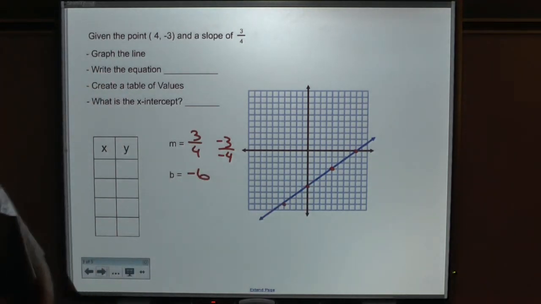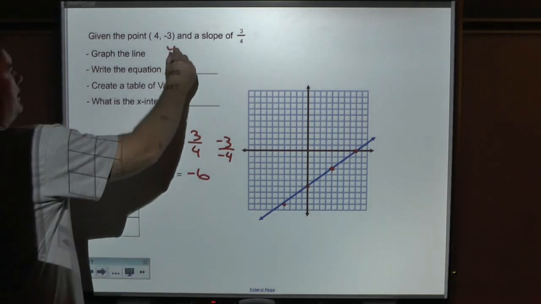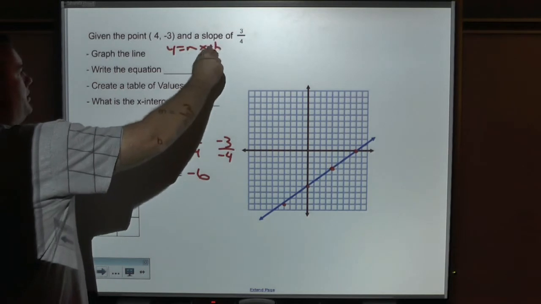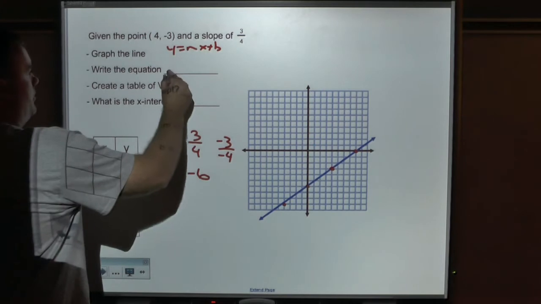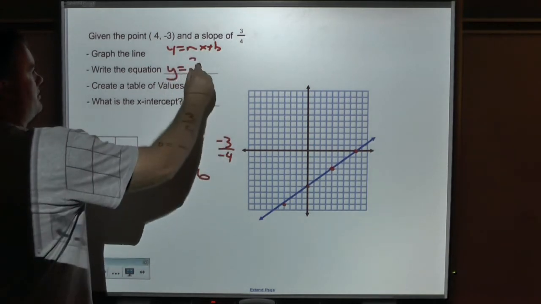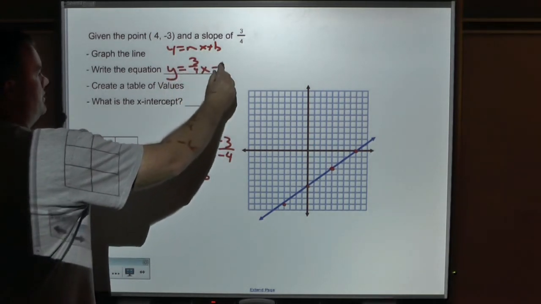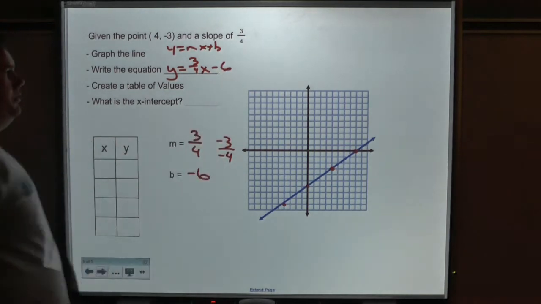All right. Now you have all the information you need to be able to write the equation. To write the equation of a line, again, slope-intercept form, you need to know the slope, you need to know the y-intercept. Those are the two things you found. So you get y is equal to the slope, which is 3/4 times x, and then minus 6 for your y-intercept.